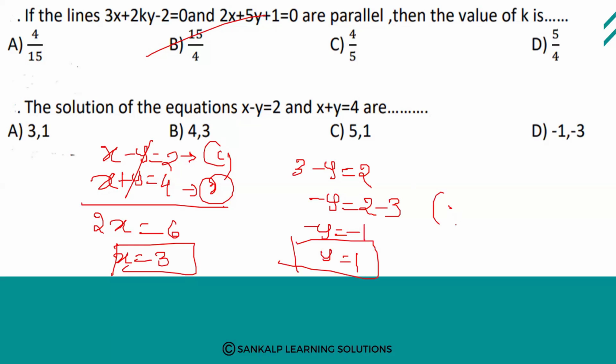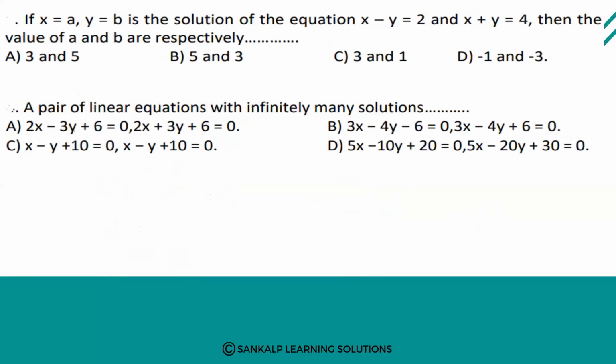So here x value is 3 and y value is 1. So which option is right here? x value is 3 and y value is 1. So option A is right.